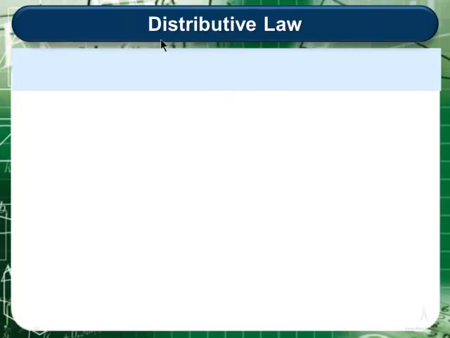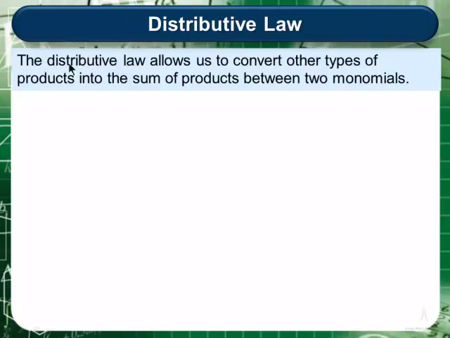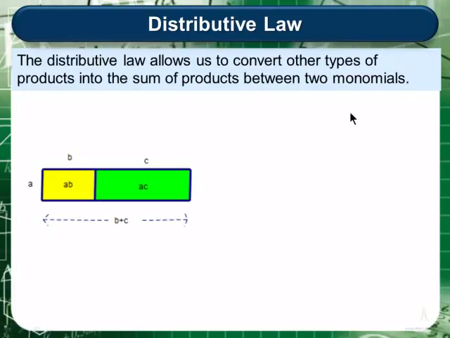Let us consider the distributive law for algebra. This distributive law, which is very important, allows us to convert other types of products of polynomials into the sum of products between two monomials of the type that we saw before. Let's try to explain what this distributive law is all about by using this particular diagram.